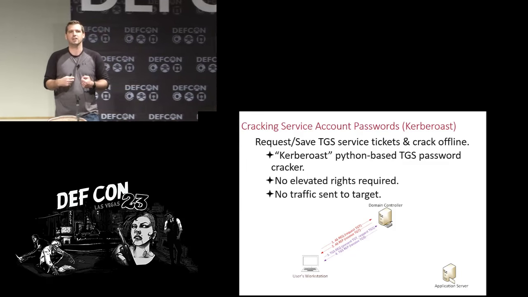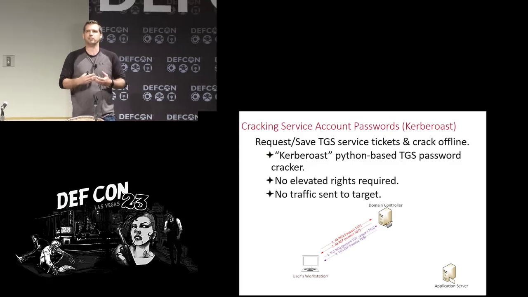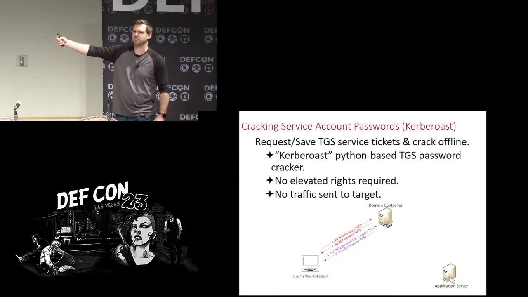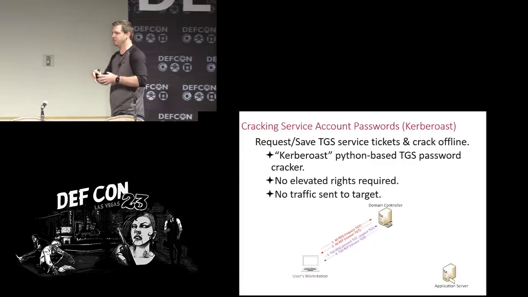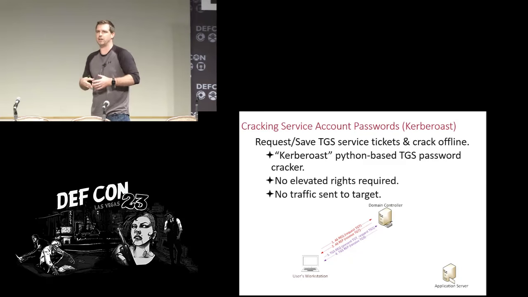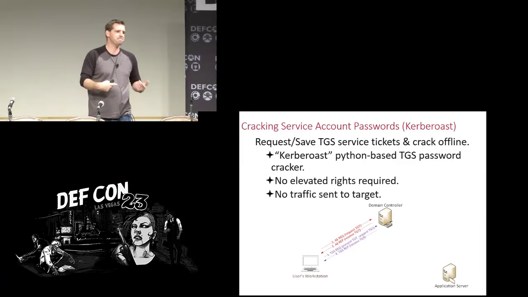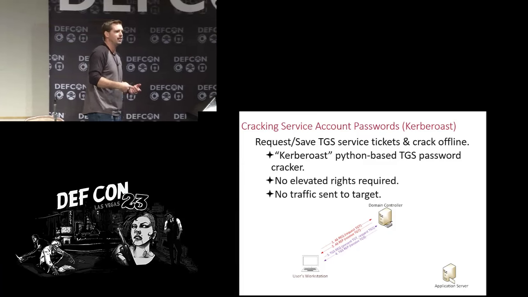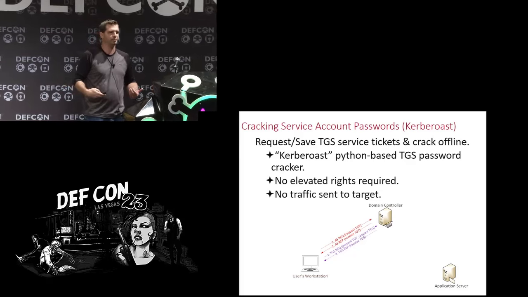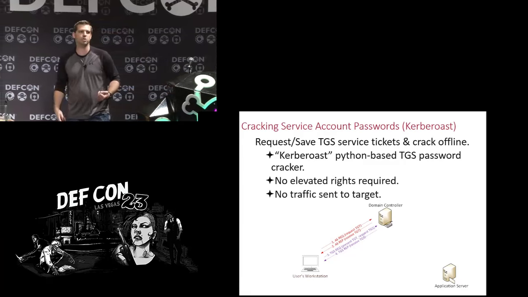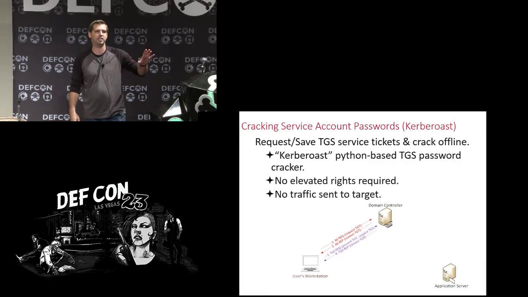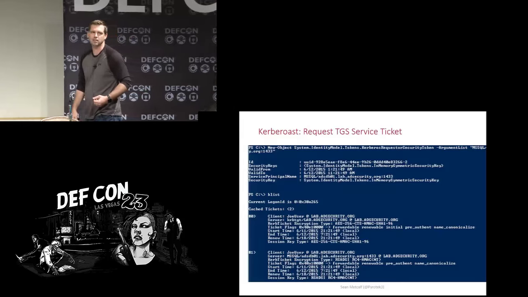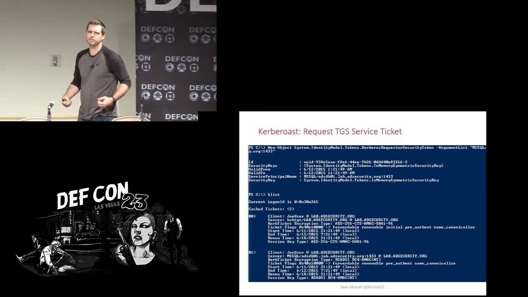That service ticket, I was only able to get because I asked for a specific service principal name. That SPN is associated with an account. Why is that? Well, that service ticket is encrypted using that service account's password data. Following? So now I can attempt to guess that password, and if I can guess that password, I can open up that ticket. No elevated rights are required. I don't need to be an admin. I don't need to touch a DC other than just doing normal user stuff. And there's no traffic sent to the target. This is all normal Active Directory stuff.